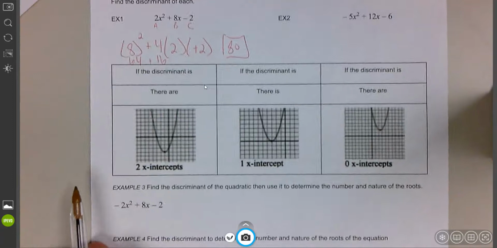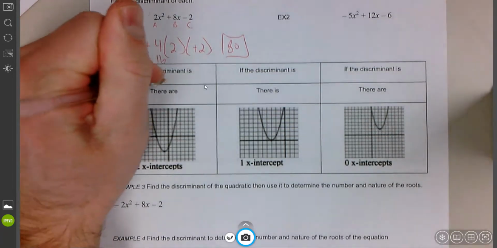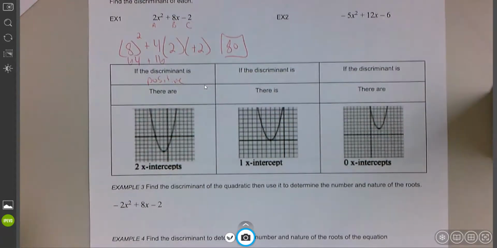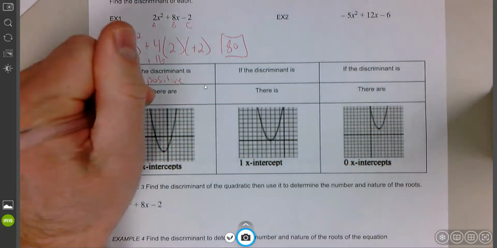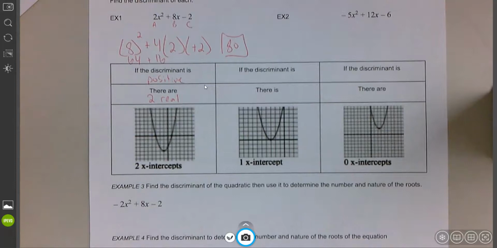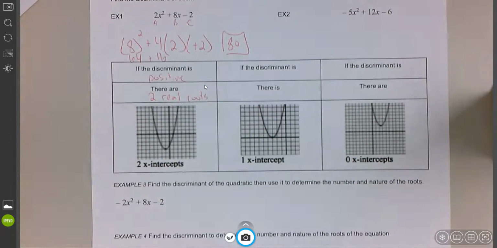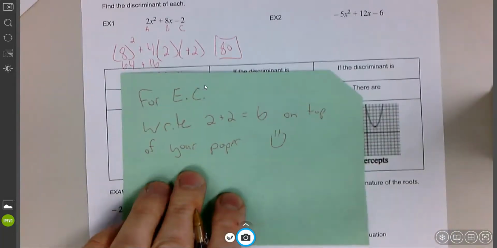Next, why are we finding this thing? Just the discriminant itself can tell us a lot about our problem, about our parabola, about our quadratic. So here are some notes. If the discriminant is positive, there are 2, and we call them real roots, 2 real intercepts, 2 real, and I'll put the word roots here. Okay, 2 real roots.